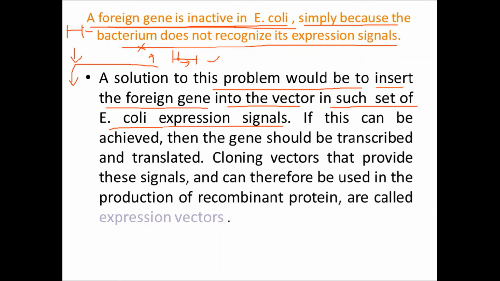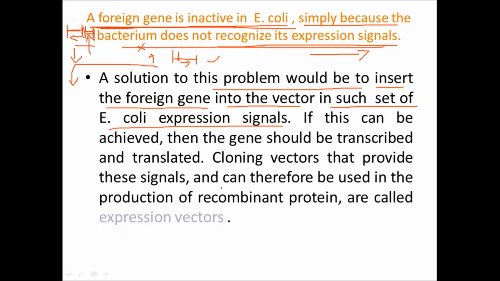So the RNA polymerase goes to bind and transcribe the gene, so the promoter plays the role. In this case, the foreign gene is active in E. coli when the RNA polymerase recognizes the expression signals for the gene to be transcribed, for example when the eukaryotic gene contains a prokaryotic promoter. Suppose the foreign gene is inactive in E. coli simply because the bacterium does not recognize the expression signals. If this can be achieved, then the gene should be transcribed and translated.